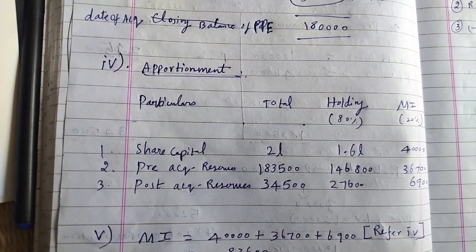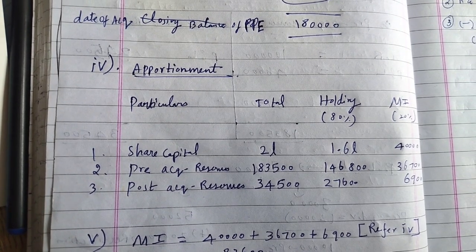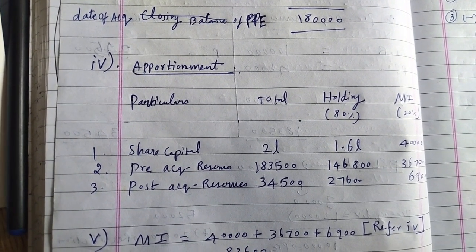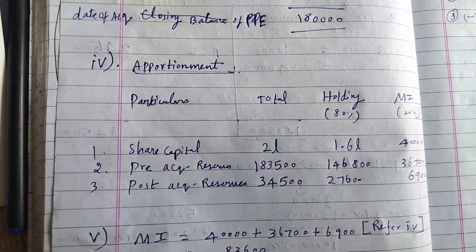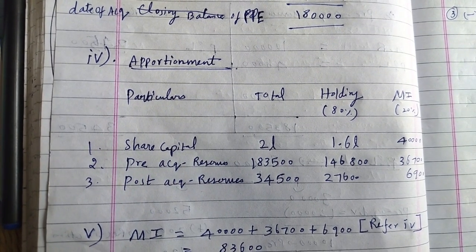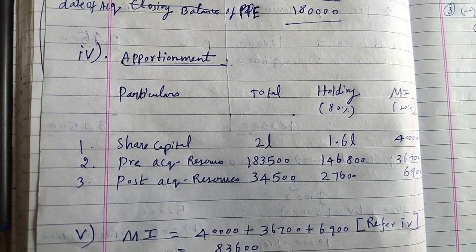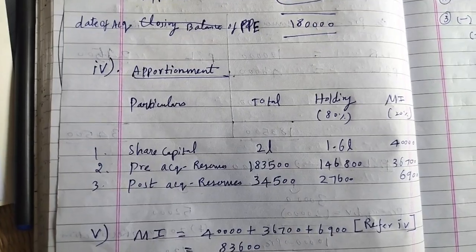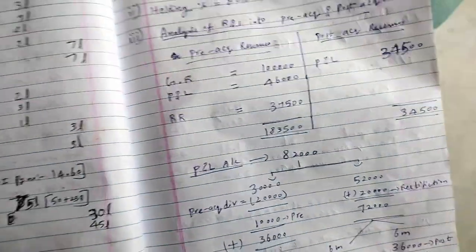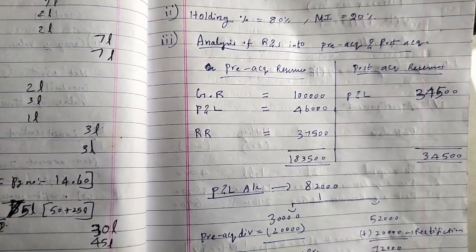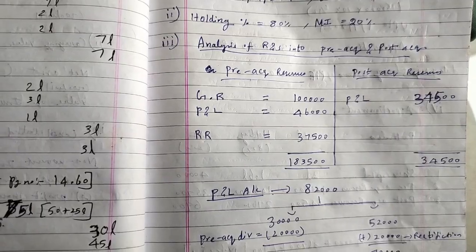Okay, let's first start with share capital. Share capital total is 2 lakh. We need to divide it between holding and minority interest, 80% and 20%. Next, the pre-acquisition reserves. We already found the pre-acquisition reserves: 1,83,500 and 34,500.